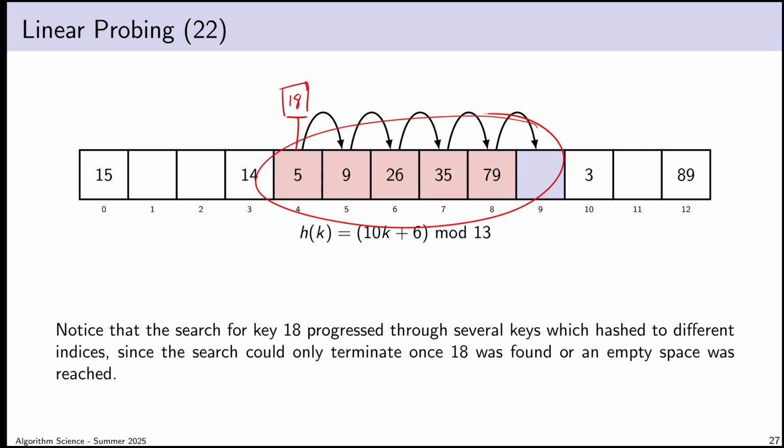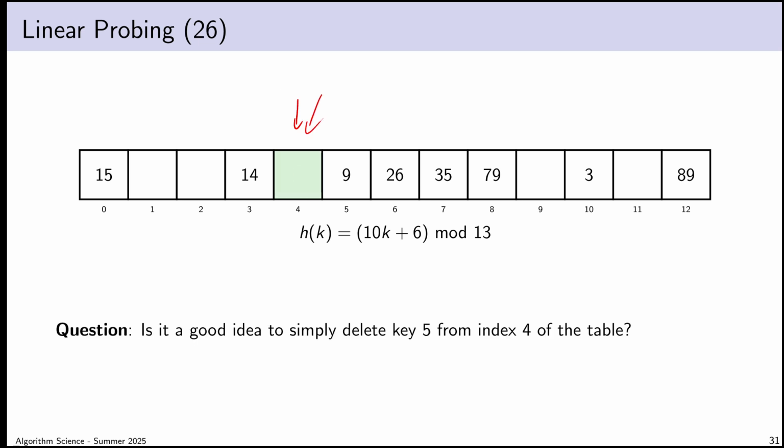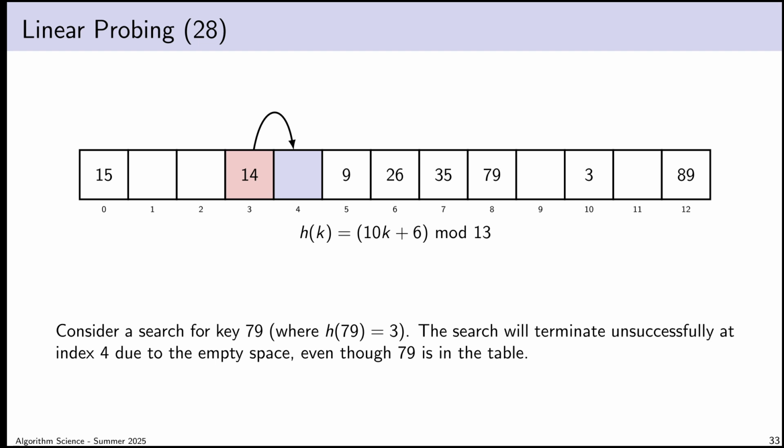If I go down and delete 5 wholesale from my table, what happens if I do a search for 79? 79 hashes to bucket 3, so I start searching. Well, it's not in bucket 3, so keep looking. Oh, I have an empty space, so I guess 79 is not present. But 79 is in the table. It's just gotten stranded over here because I interrupted my cluster by deleting an element.